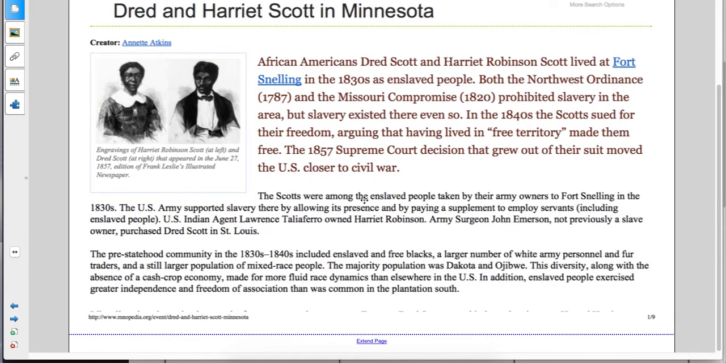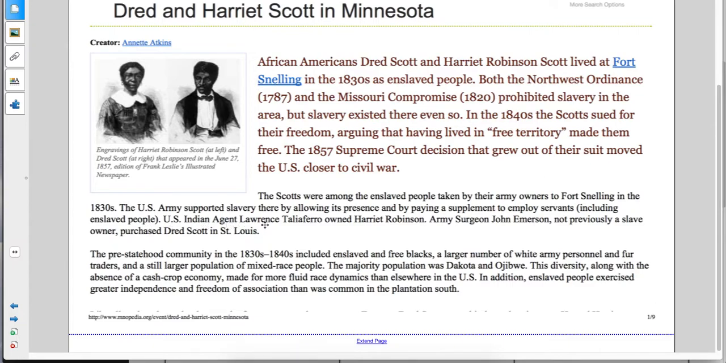The Scotts were among the enslaved people taken by their army owners to Fort Snelling in the 1830s. The U.S. Army supported slavery there by allowing its presence and by paying a supplement to employ servants, including enslaved people. So I have an answer to my question of why slaves were allowed up there. It was a military ordinance or a military law.